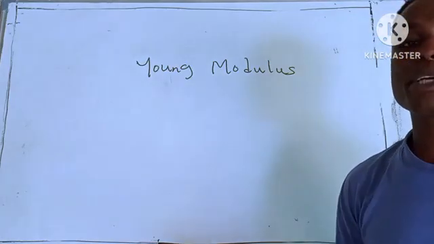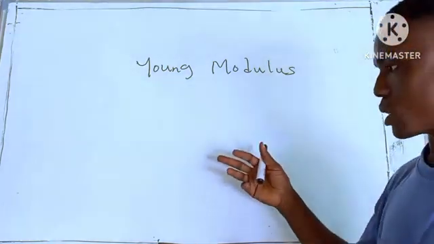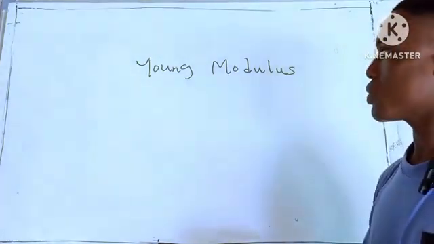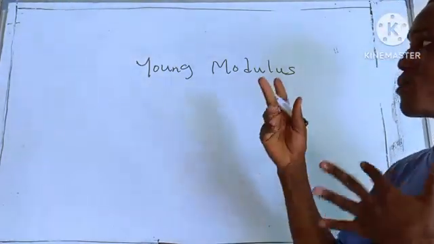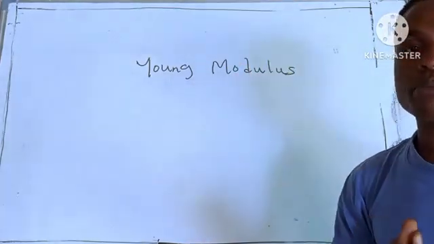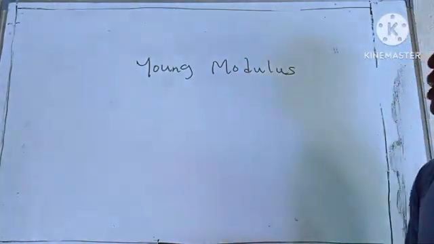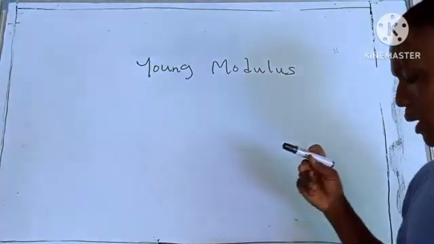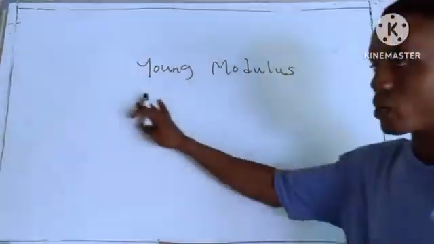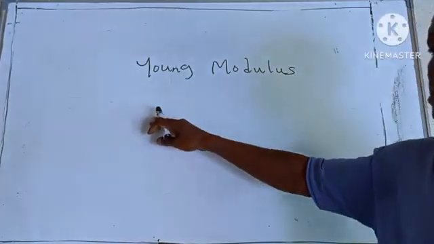I said find the dimension of Young modulus and pressure, right? So this is a solution or correction. In case you still don't know how to find the dimension of Young modulus and pressure, make sure you watch this video.